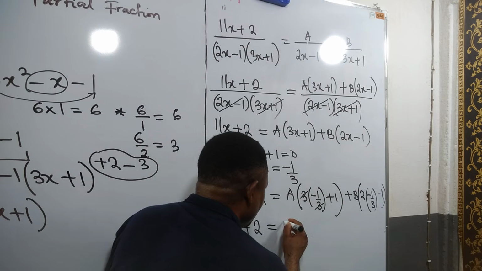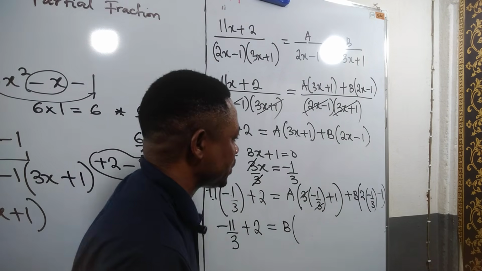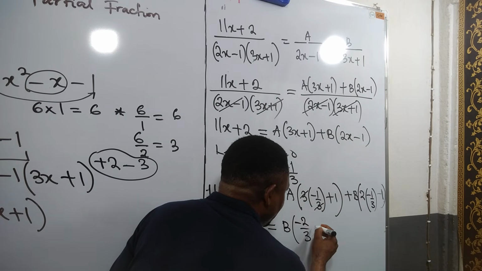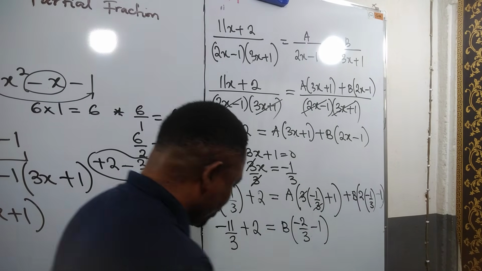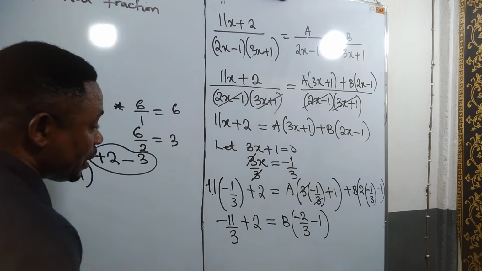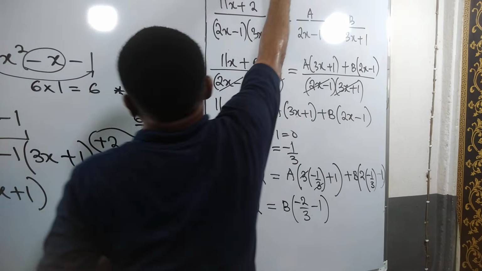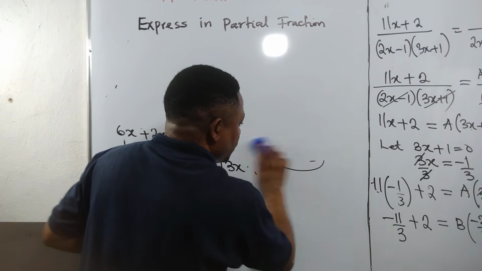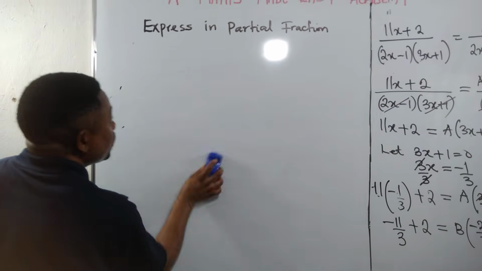I will now say B, open the bracket. Now 2 times minus 1 will give you minus 2 all over 3. Introduce minus 1. Can you observe how we can actually get the value of B? I want you to watch. Then let's continue. How do we generate the value of B now? It's very simple. Now watch this.